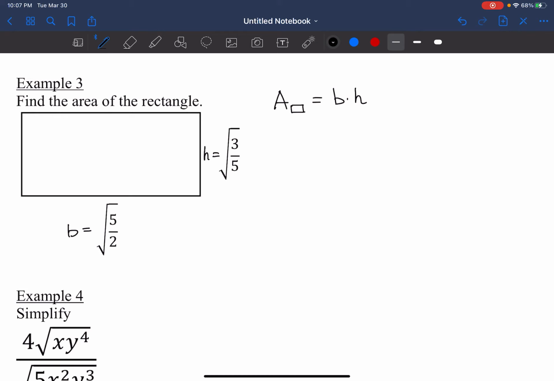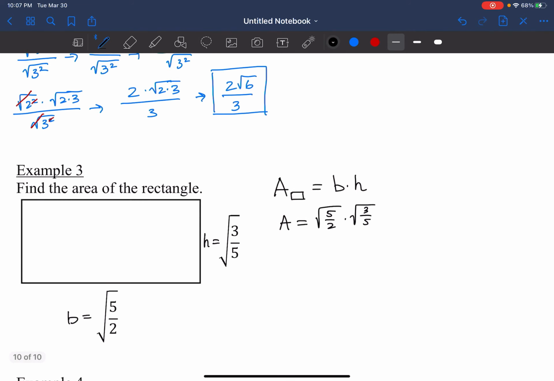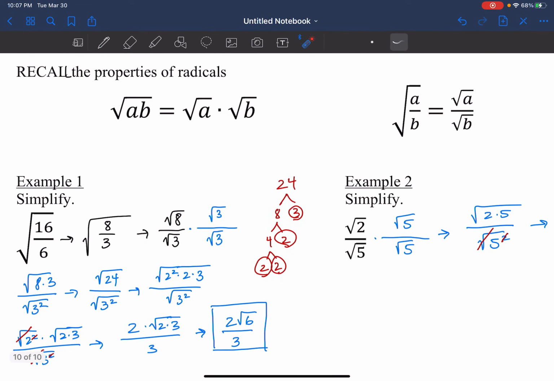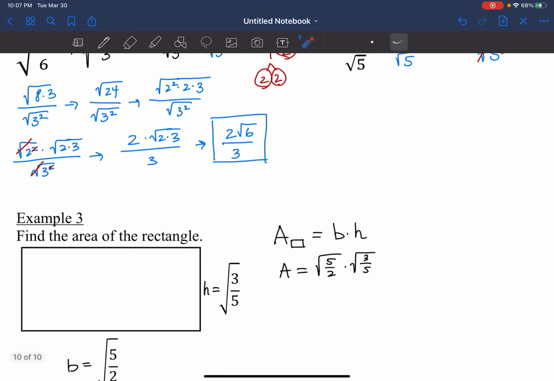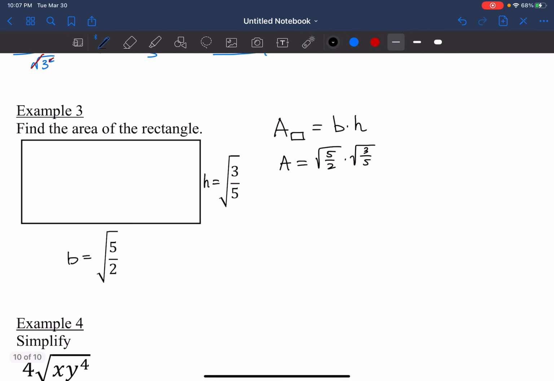So the area equals the square root of 5 over 2 times the square root of 3 over 5. All right, so I'm going to use this property right here to go from here to this part here for both of the fractions. So I am going to have area equals the square root of 5 over the square root of 2 times the square root of 3 over the square root of 5. All right, so some of you might be able to do some reduction here or simplify some stuff out.